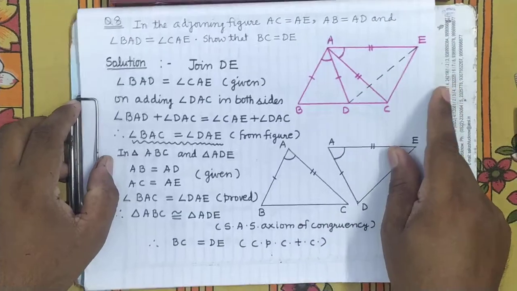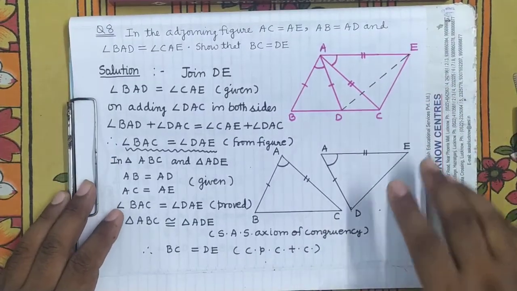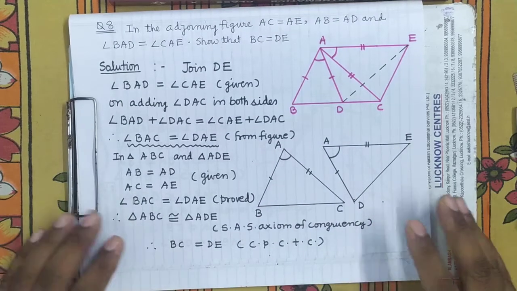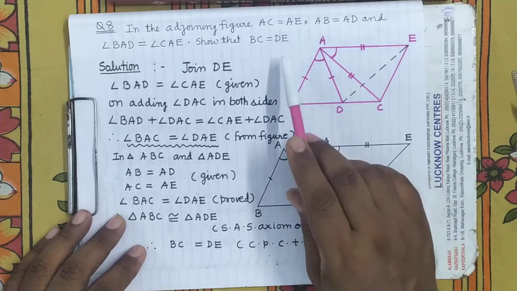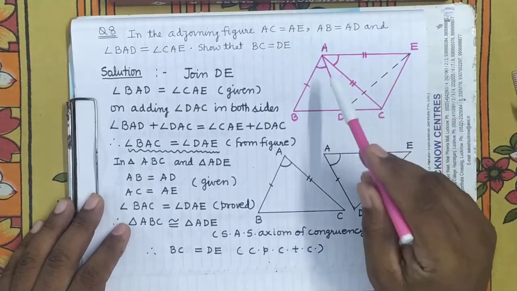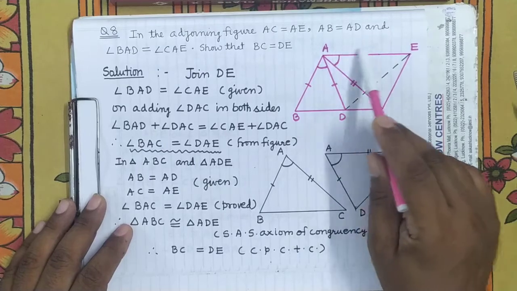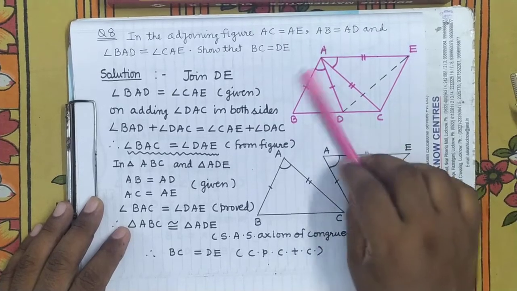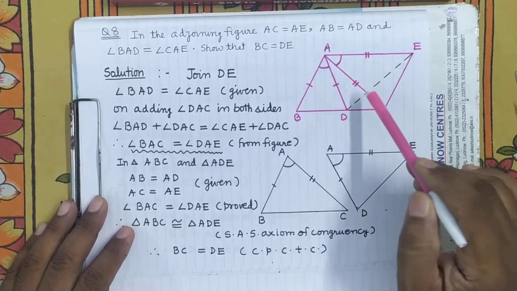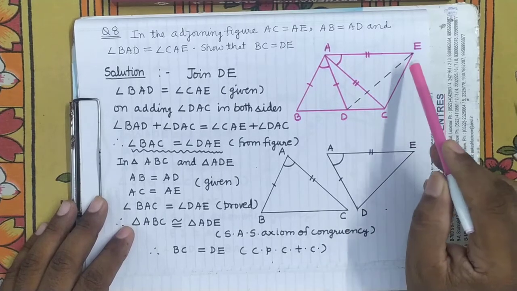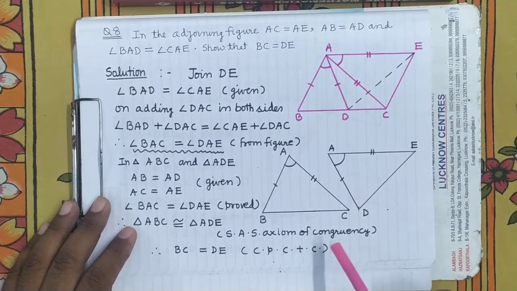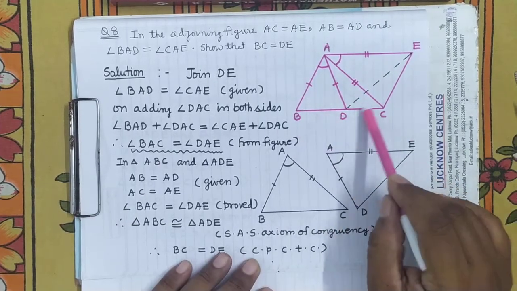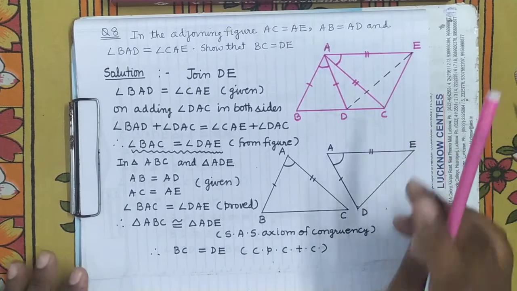I have drawn it, and where the triangles are overlapping, it is better to redraw them separately. Here you can see in the adjoining figure, AC is given equal to AE, and AB is given equal to AD. You have to prove BC equals DE. Since you have to prove BC equals DE, what will you do? First you join DE.